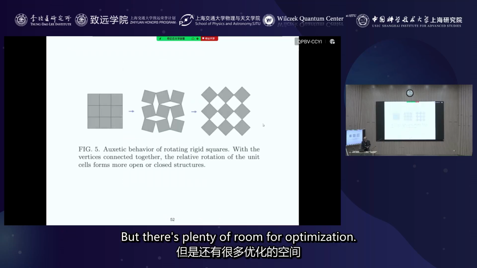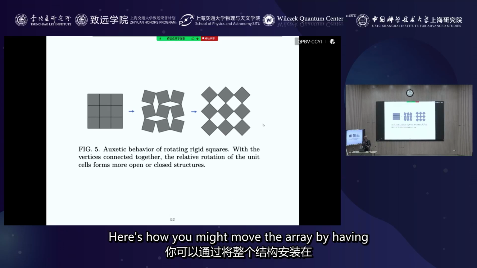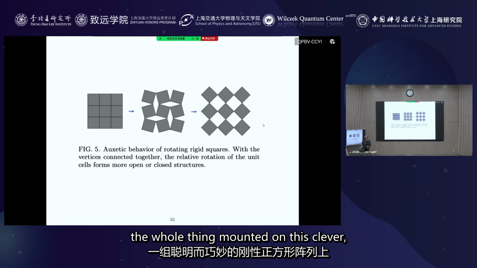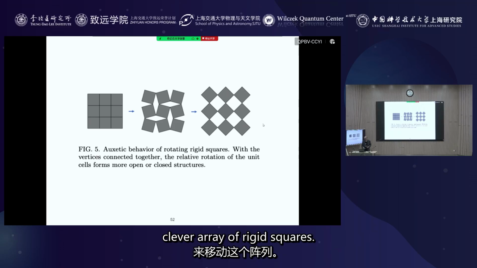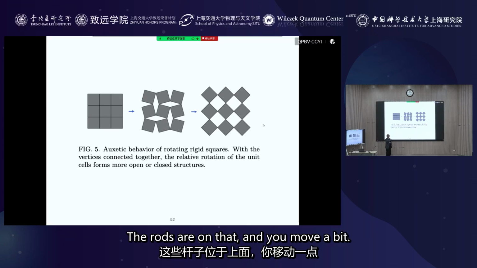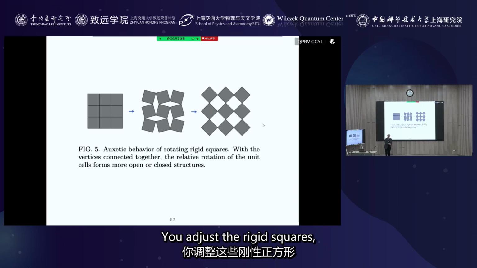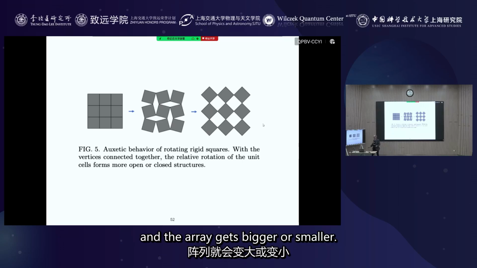But there's plenty of room for optimization. Here's how you might move the array by having the whole thing mounted on this clever array of rigid squares. The rods are on that, and you adjust the rigid squares, and the array gets bigger or smaller.